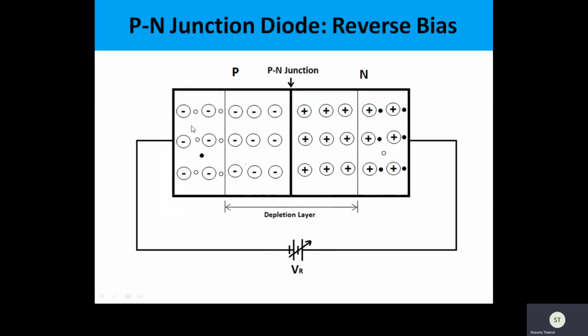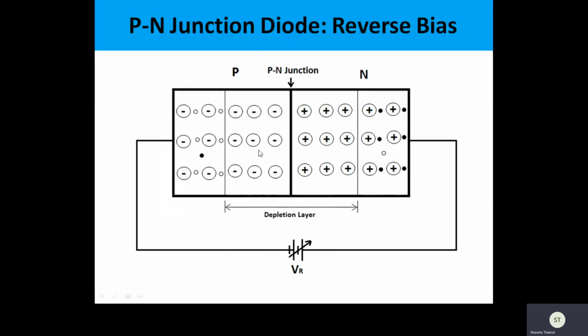The holes will move from p to this outer area, and the electrons in the n type will move outside this particular area. They will be attracted by the positive potential of the battery, and the holes will be attracted by the negative potential of the battery. So all the majority charge carriers will move away from the junction.